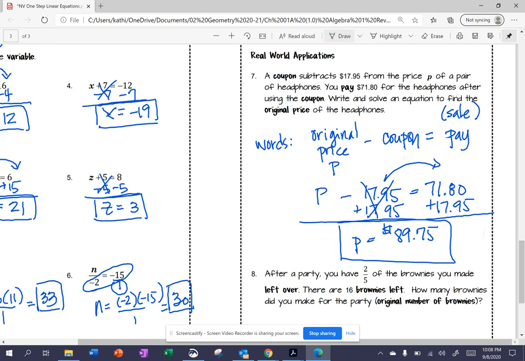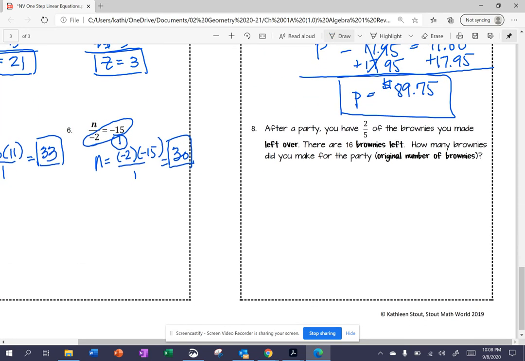Okay, another word problem. After a party, you have 2/5 of the brownies you made left over. There are 16 brownies left. How many brownies did you make for the party? So what is the original number of brownies? So this is proportional.